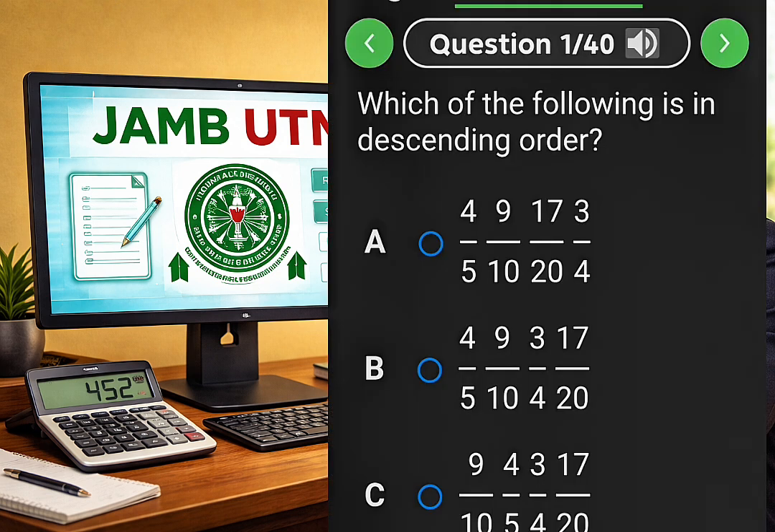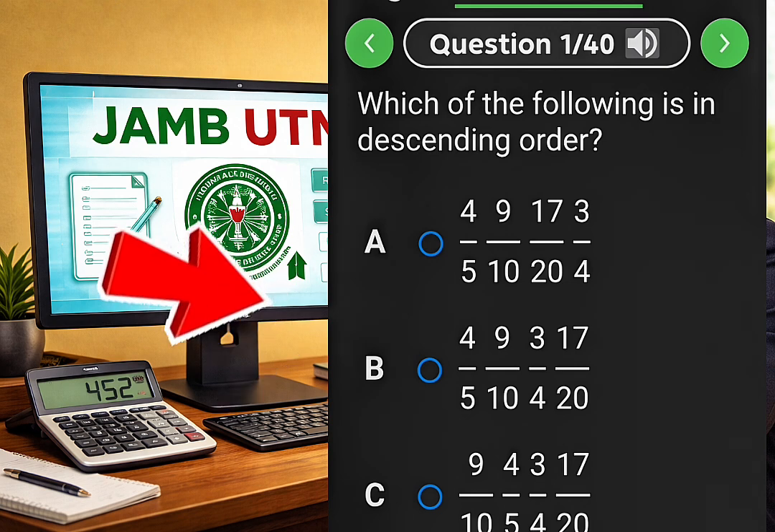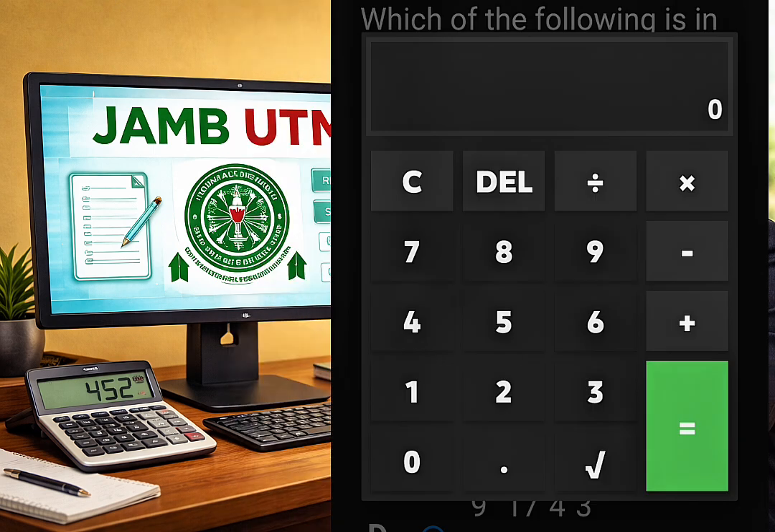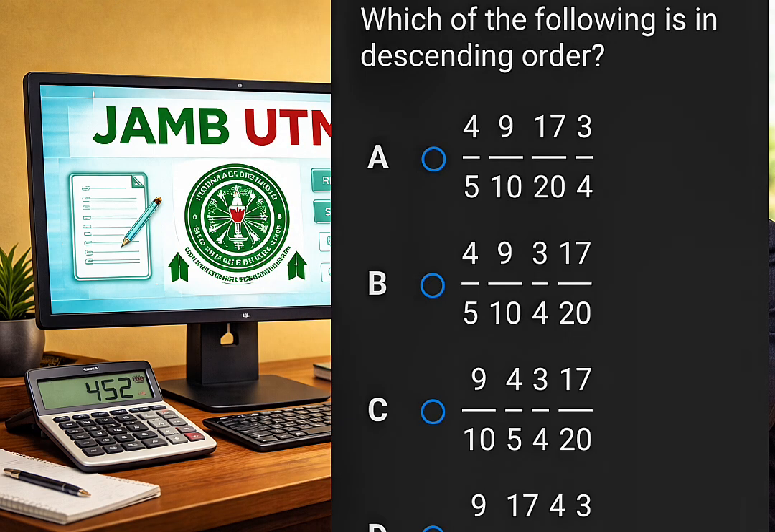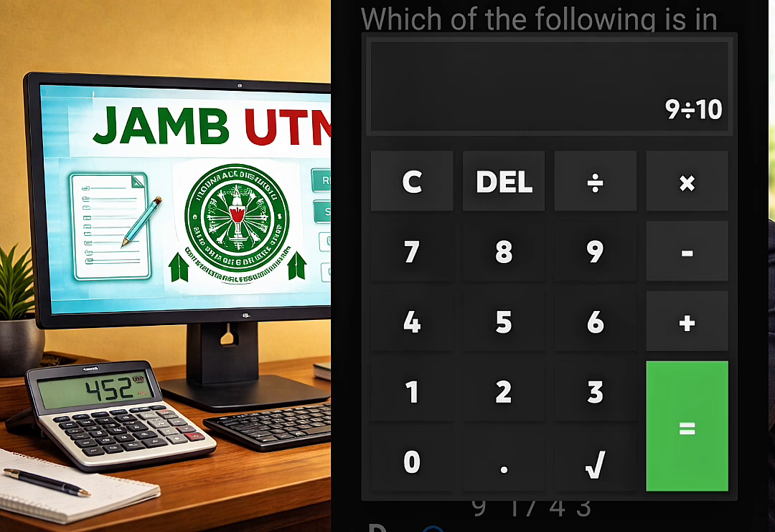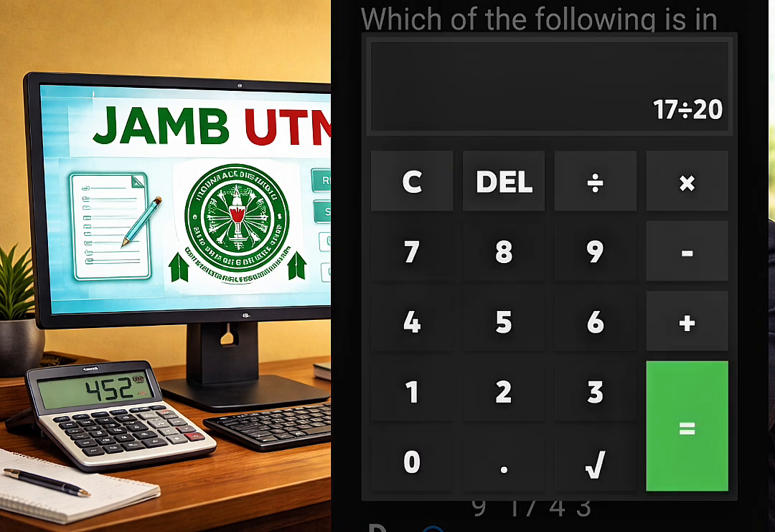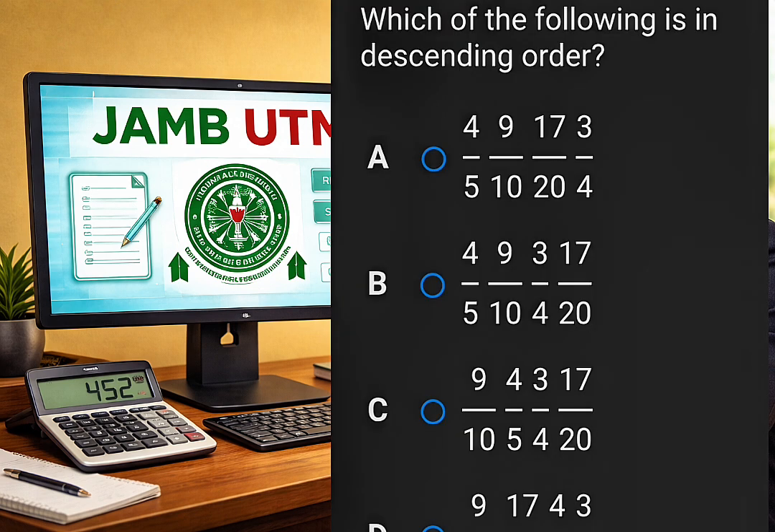Now, which of the following is in descending order? If you need the calculator to do this, you only need to go back to your calculator, which is the one very close to the time. So you click on this. What is 4 divided by 5? You clear, write it down, and it gives you 0.8. You come to this one. What is 9 over 10? You come again, clear, 9 divided by 10. That is 0.9. You clear that and come to this. What is 17 over 20? That is 0.85. You come up again, 3 over 4, which is 0.75.